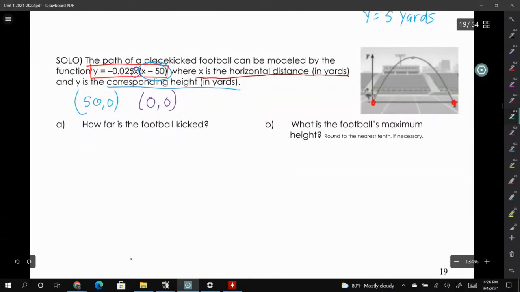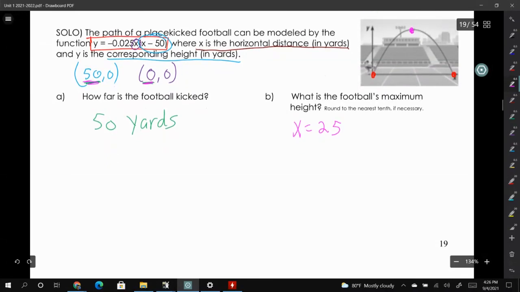So then how far was the football kicked? Well, the distance between 0 and 50 would be 50 yards. That's how far horizontally the football was kicked. And then what is the maximum height of the football? Well, we need to find our vertex. The x-coordinate of the vertex will be halfway in between 50 and 0, so 25.